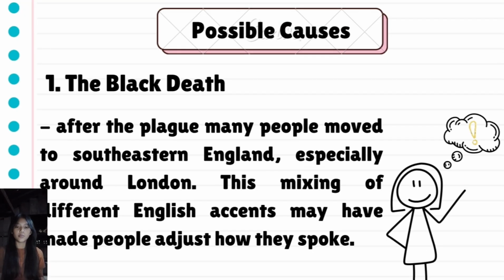So these are the possible causes of the Great Vowel Shift according to those people who did some research. The first one is the Black Death. After the plague, many people moved to southeastern England, especially around London. This mixing of different English accents may have made people adjust how they spoke.